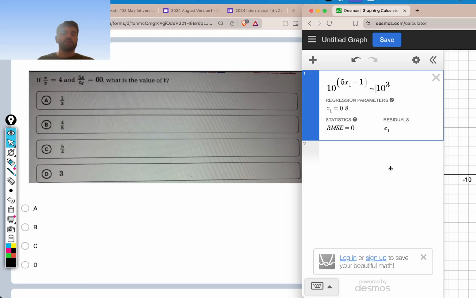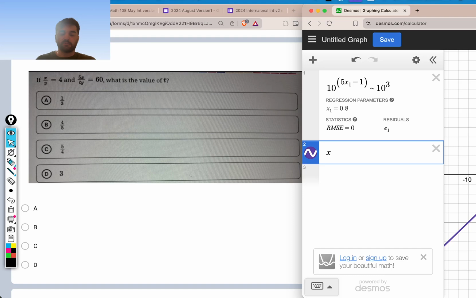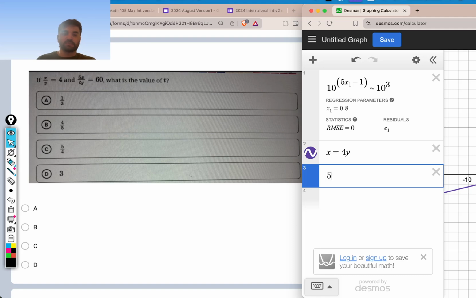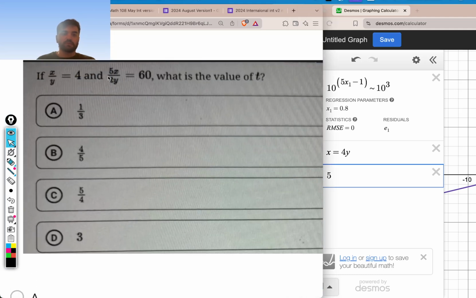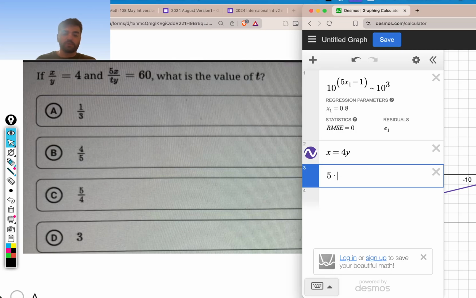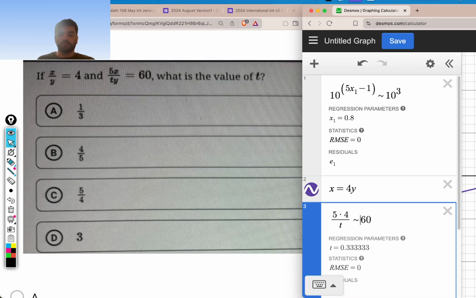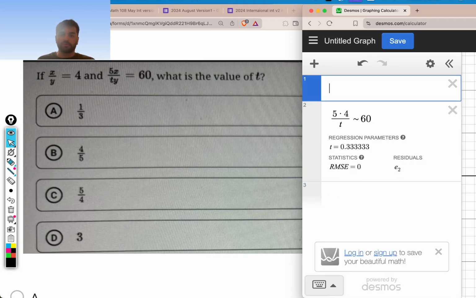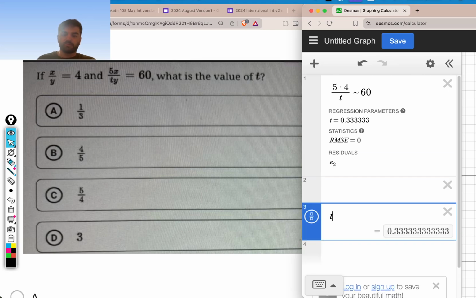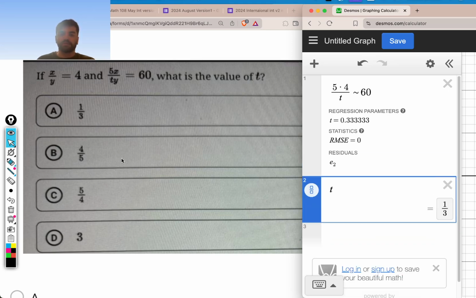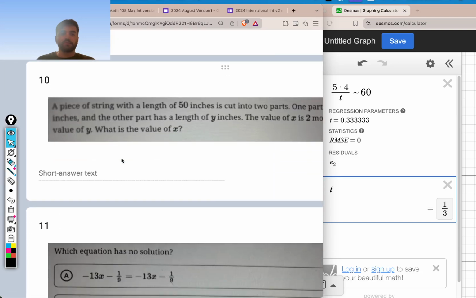This one, you can also write in decimals. X is equal to 4y. Write it like this. Then let's write 4y instead of this x. 5 multiplied by 4y over ty is equal to 60. Then we can eliminate y and y, and we can find t from here. It is equal to 1 over 3. Any question until here? Okay.